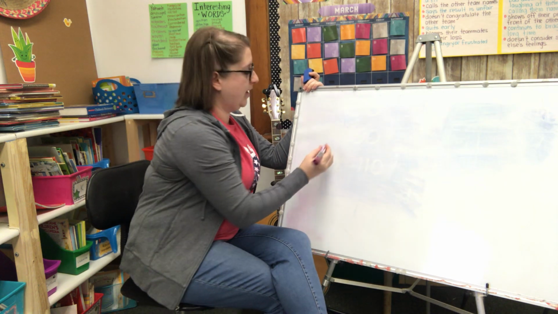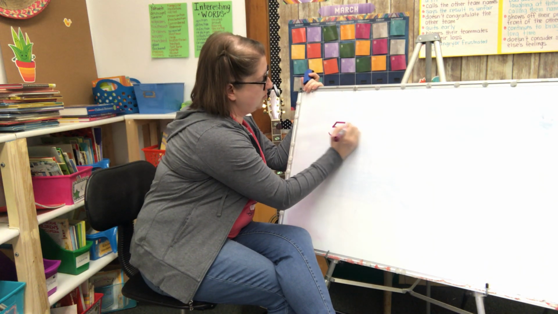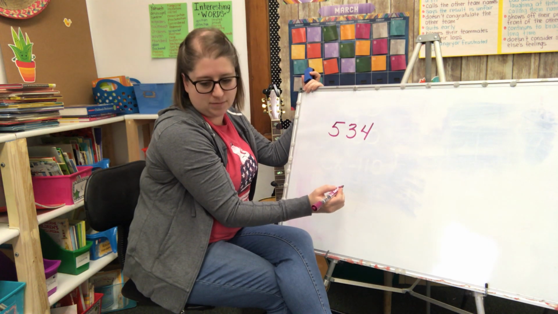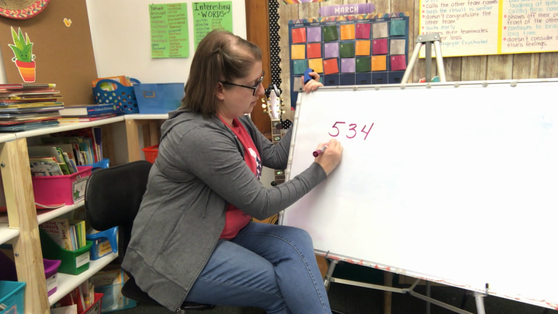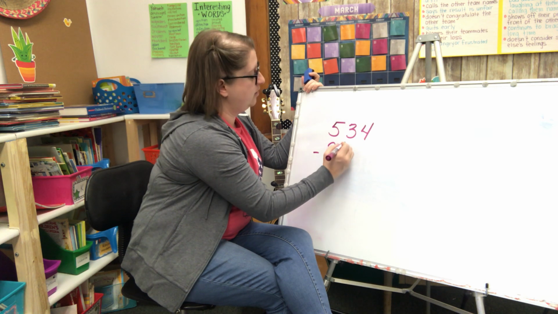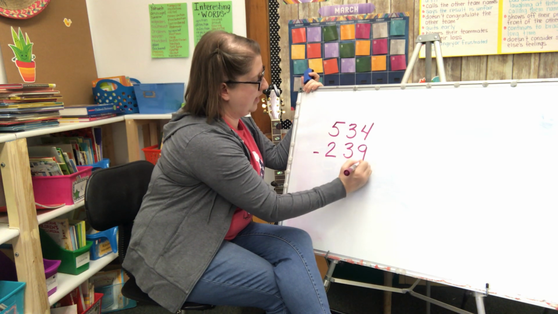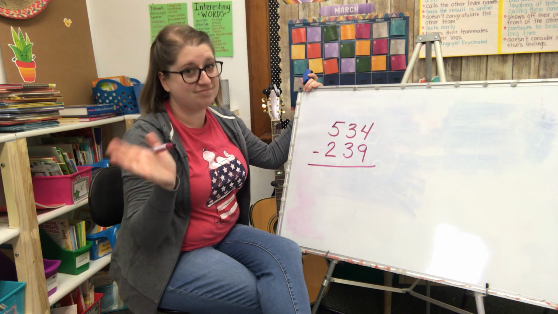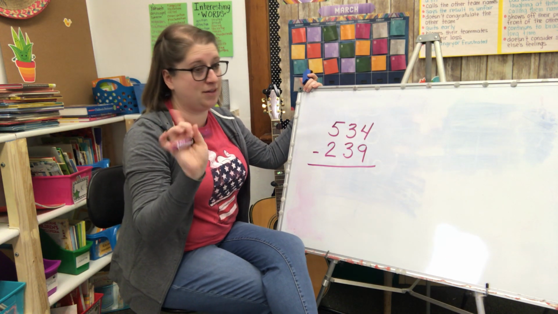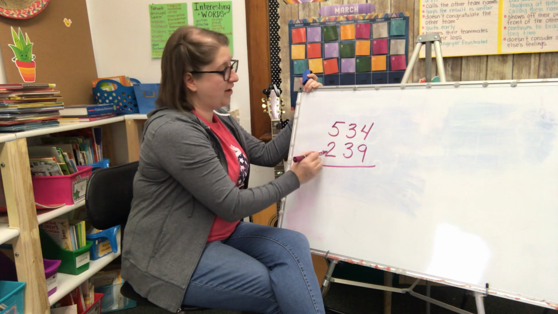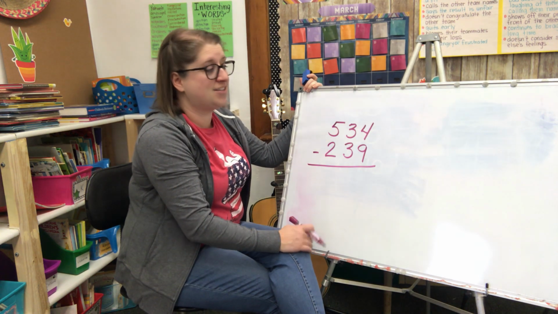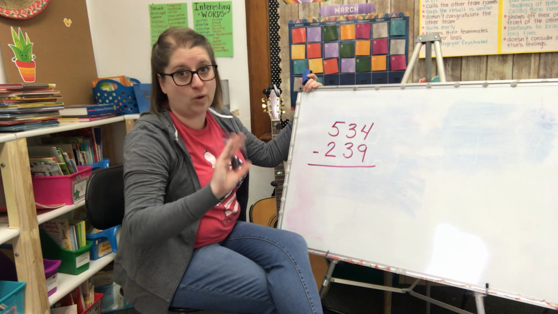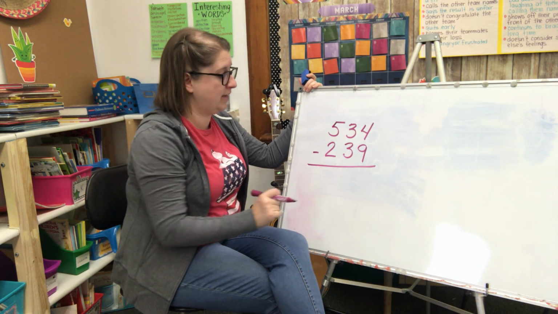So if I have the problem 534, and hopefully, yeah, you should be able to see it okay, minus 239, okay? Where do we always start, second grade? That's right, we always start in the ones place. Even though I know what 5 minus 2 equals, if I start there, I'm gonna mess up. I could potentially mess up the whole problem, okay? So make sure you pay attention.